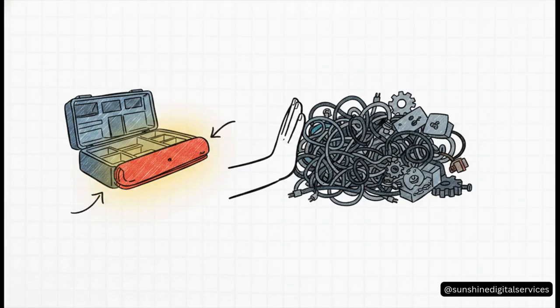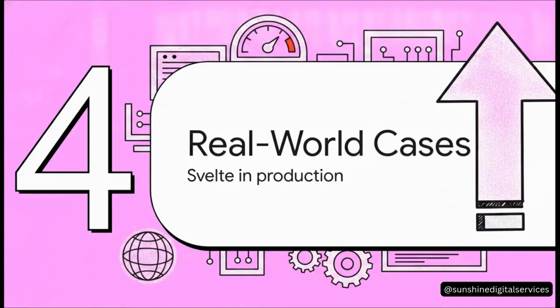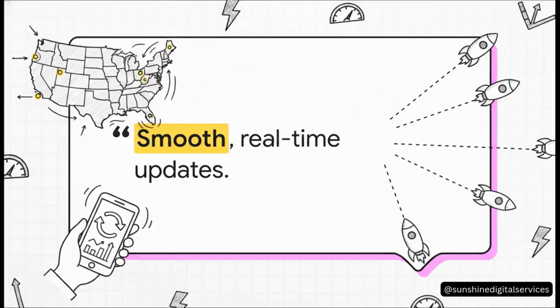Let's look at section 4, real-world case studies, or Svelte out there in production. Theory is fantastic, right? But we need to ground this in reality to see how it actually performs in the wild. Look at the application of this technology under immense public pressure. The New York Times used Svelte to build their interactive election maps.